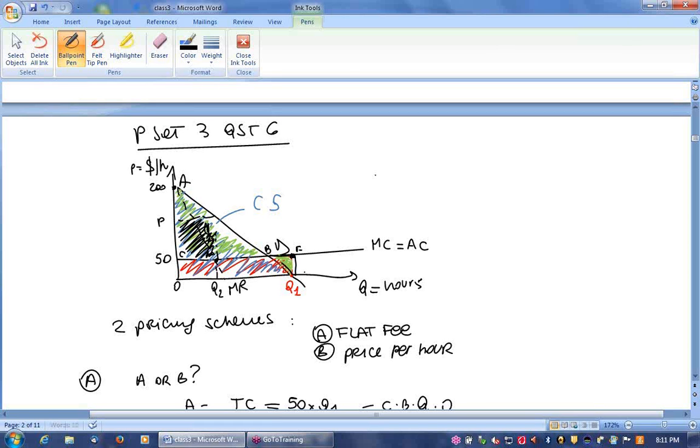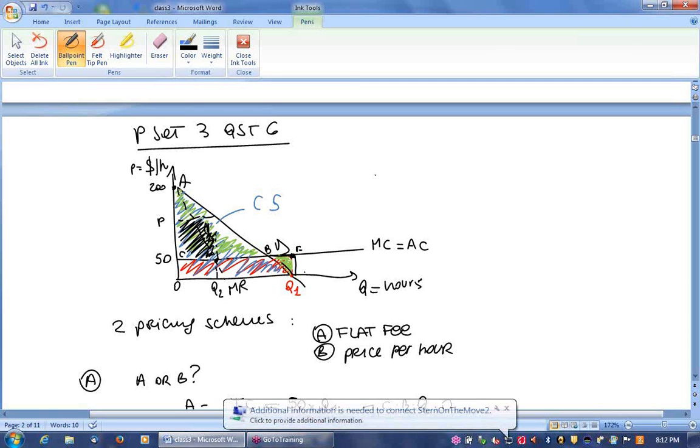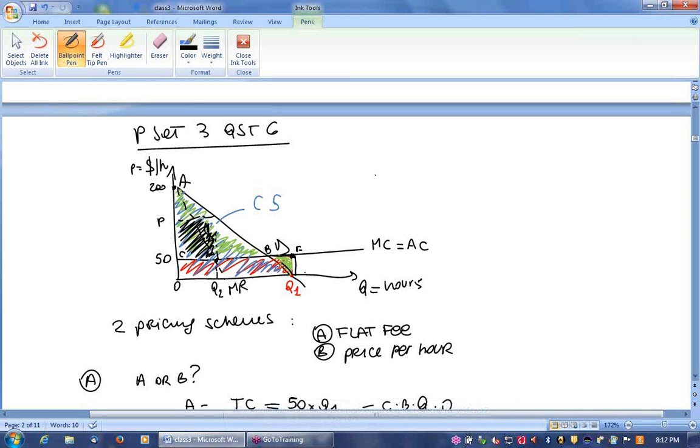Okay, so part B says if the company can gain the right to charge both an upfront flat fee and the price per hour of service. Questions? No? Okay. So, if the company can gain the right to charge both an upfront flat fee and the price per hour of service, what should the company do?